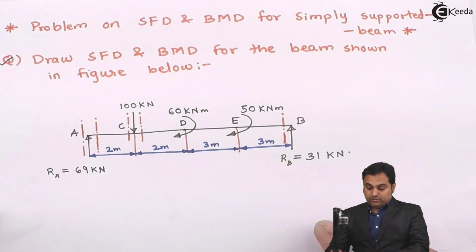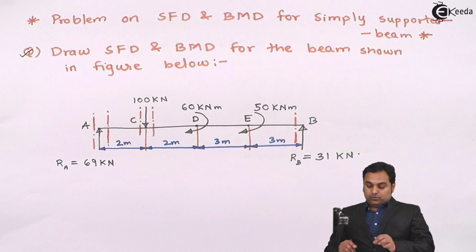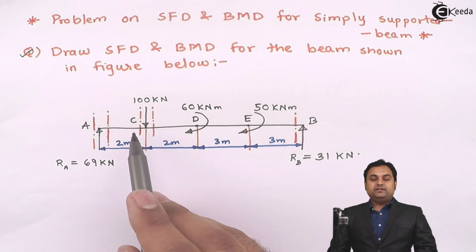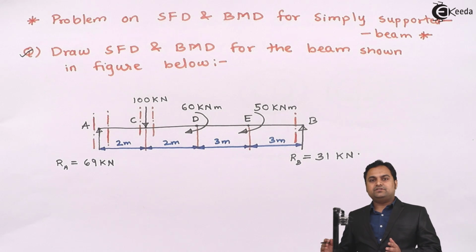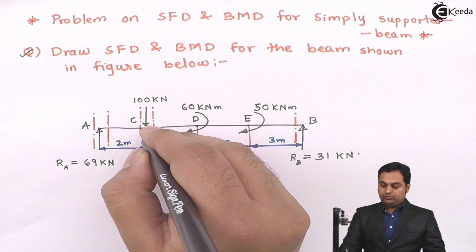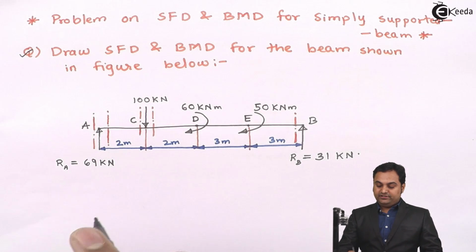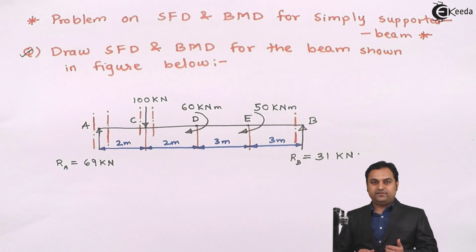Next, moment at C means we are calculating the moment here. Whenever we are calculating the moment at a point, we can take either the left hand side of the section or the right hand side of the section for calculating the bending moment. Now, if I see to the point C, to the left of it there is only one force, so the calculation will be very easy here since it is a single force.